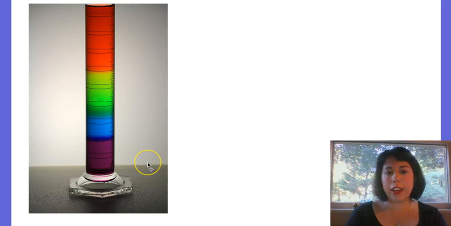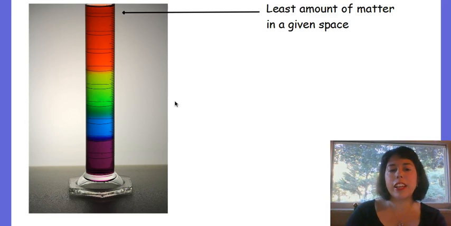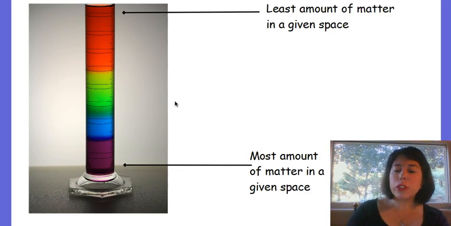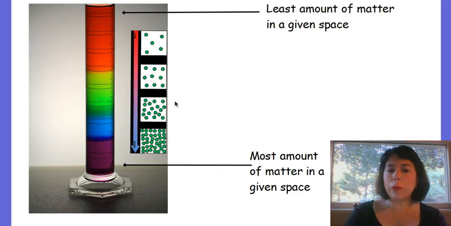So in this picture right here, I know, pretty colors, right? We have this red liquid floating on top of all the other colors. The reason it's floating on top is because it has the least amount of matter in a given space. It has the lowest density. Likewise, that purple liquid on the bottom has the most amount of matter in a given space. It is the most dense. So if we recall our picture from before, the atoms are spread out in this red liquid compared to the atoms in this purple liquid. They're going to be more compact.